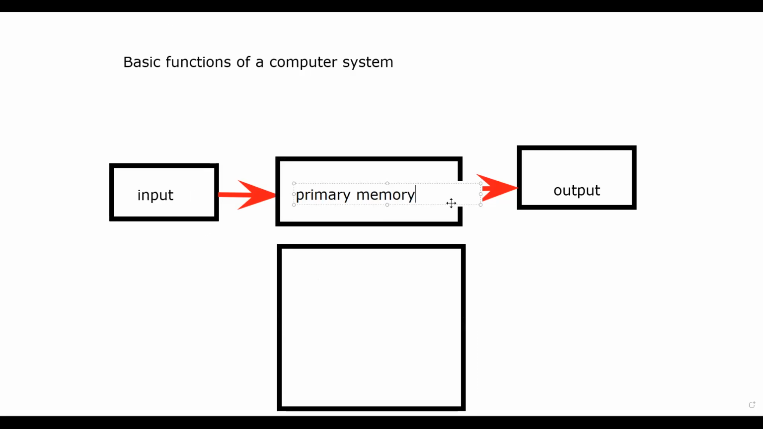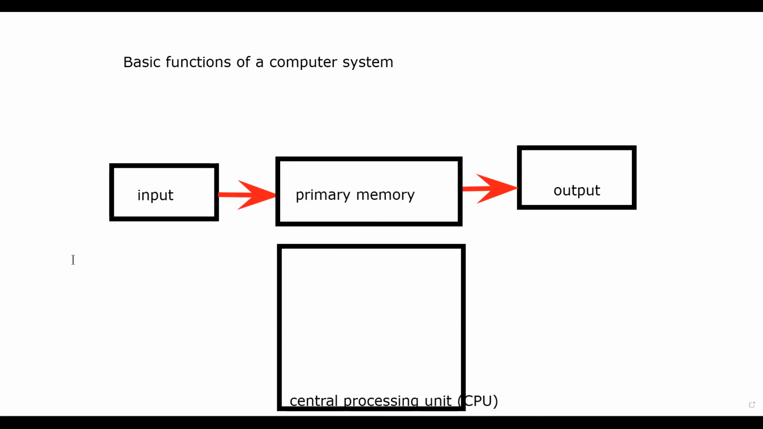Let's say, for example, you are going to add 3 plus 2. That means first of all, you have to get it to the primary memory. Now then, all the processing happens here. It's called the central processing unit, or we call it CPU. So this is called CPU.